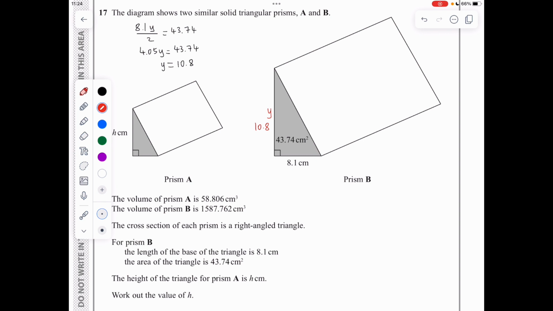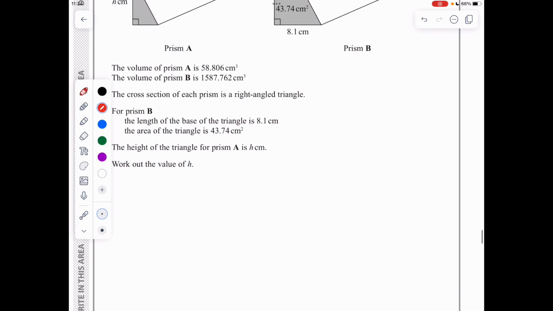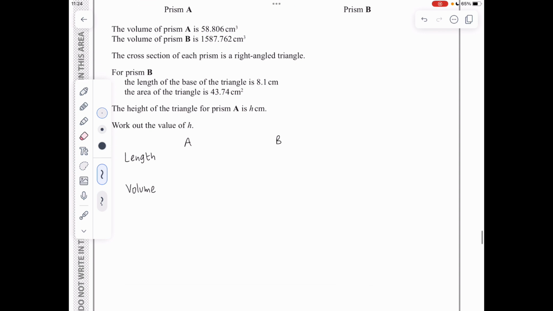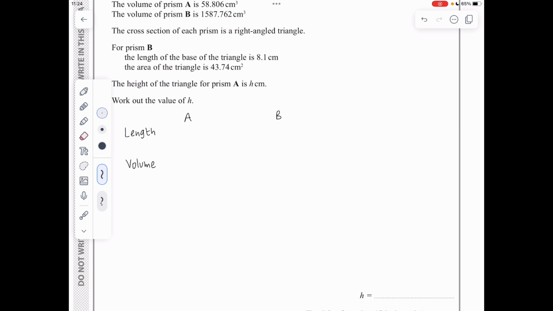So now that we have the height of the triangle for B, I can proceed into using the fact that the two prisms are similar. So as always, I will draw my table here. We've got the length of A and the length of B. So we have here that the length of A is h and the corresponding length is 10.8 for B. And for the volumes, we had a volume of 58.806 cubic centimeters for A and 1587.762 cubic centimeters for B.